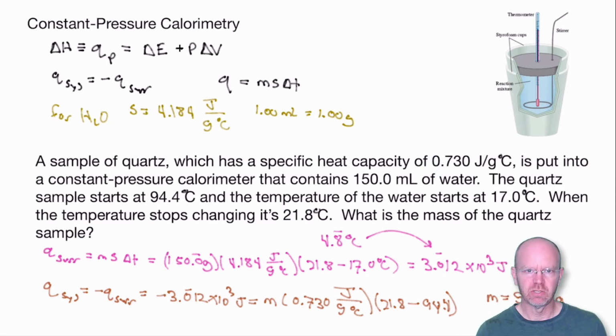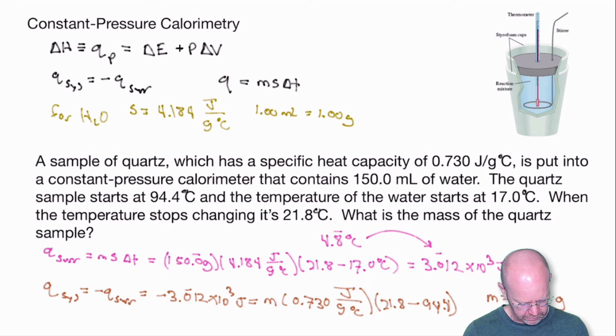But let's start with the surroundings. We know the most about the surroundings. It's mass times specific heat times the change of temperature of the water. We have 150 grams of water because every milliliter of water is 1 gram. We know the specific heat of water is 4.184 joules per gram degree Celsius. And we also know the temperature change. The final temperature was 21.8 and the initial temperature was 17. So that's the delta T term.